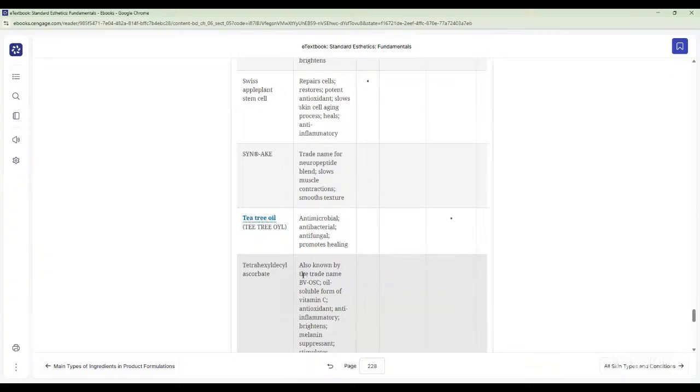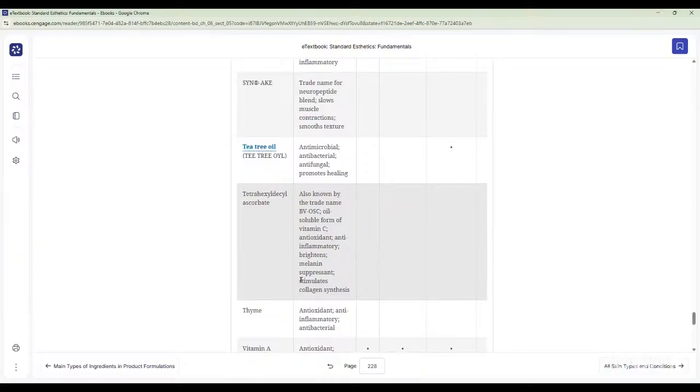This is great for dry skin. It can also be great for oily skin and acne-prone skin. And it also has some relaxing qualities as well.